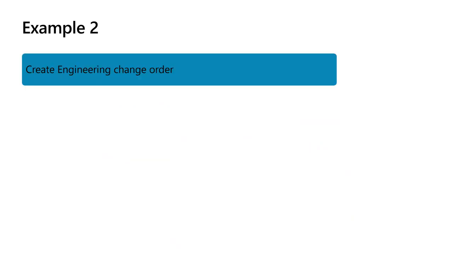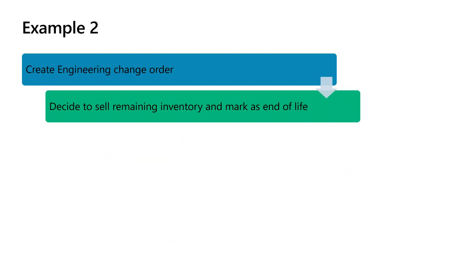Now let's talk through another scenario of the product retirement process that we'll be demoing. In this example, we're still going to create an engineering change order because that's our business process for recording the retirement. But in this example, we want to sell the remaining inventory at a discount and mark the product as end of life instead of fully obsolete. Once the inventory is all sold, then we will mark it obsolete.